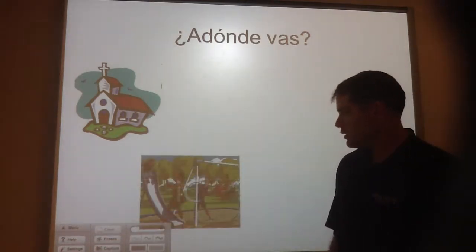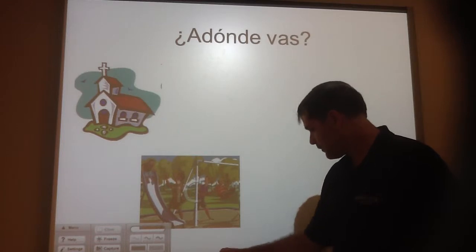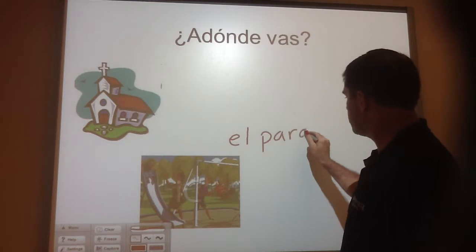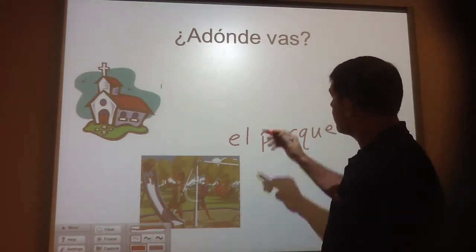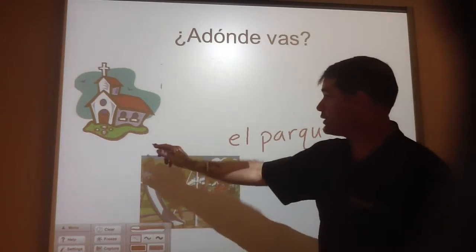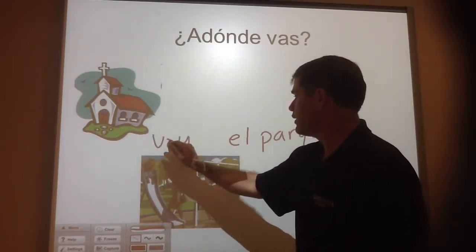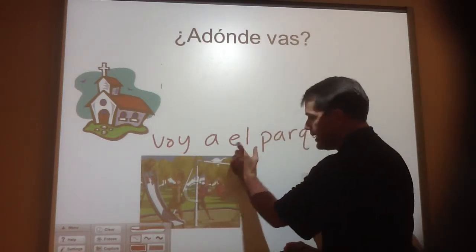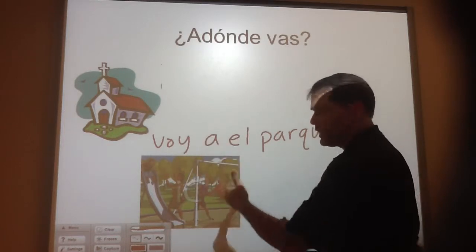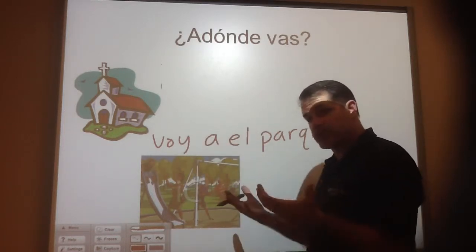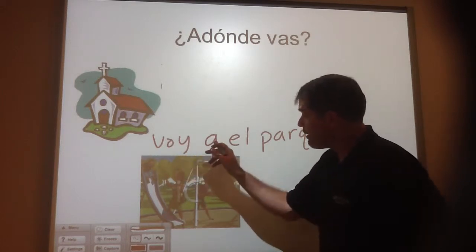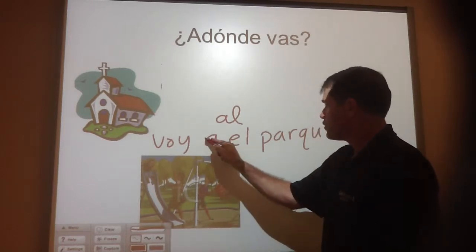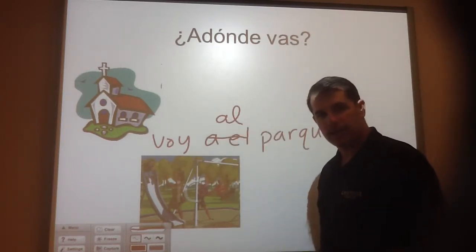Okay? We had el parque. Now notice that when we have el parque, we've talked about this previously. If we now say a donde vas, and you want to say voy a el parque, just like we've talked about when we have de and el together, whenever we have a and el together, and it doesn't have an accent mark on it, so it doesn't mean he, it means the. Whenever we have a and el together, that also is going to form the contraction al. So we would have voy al parque.